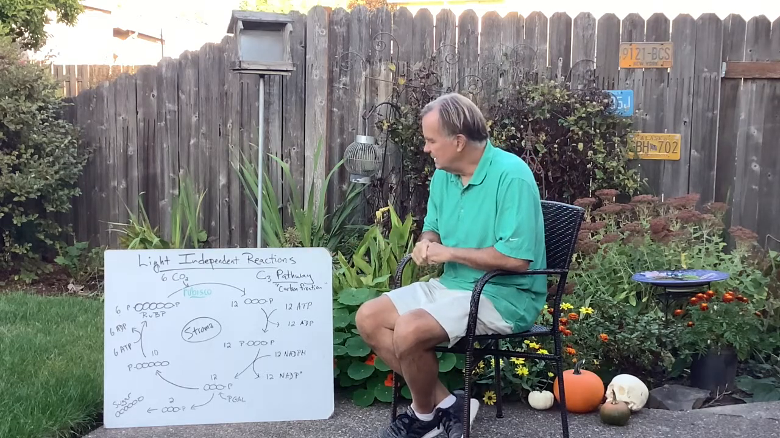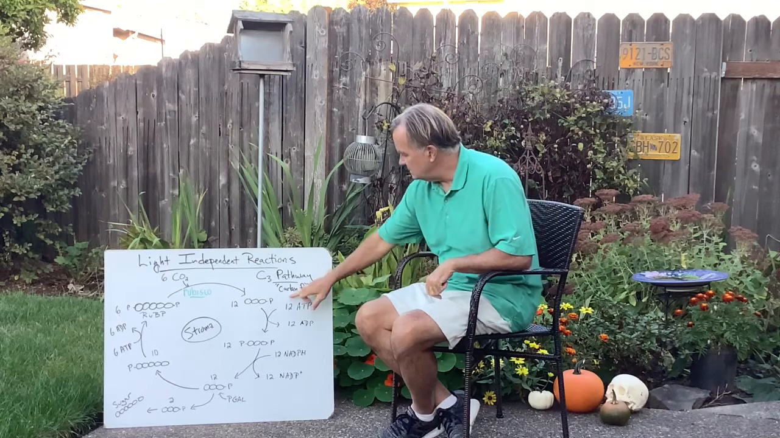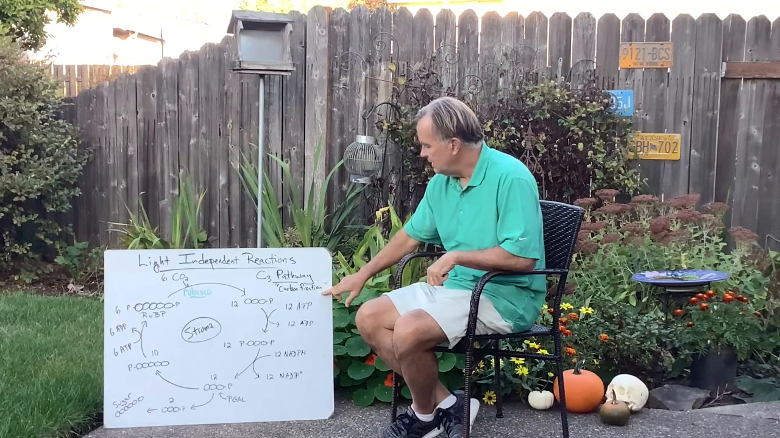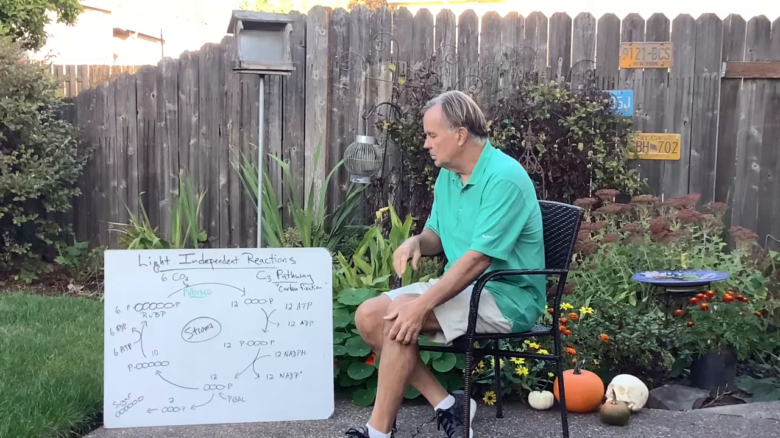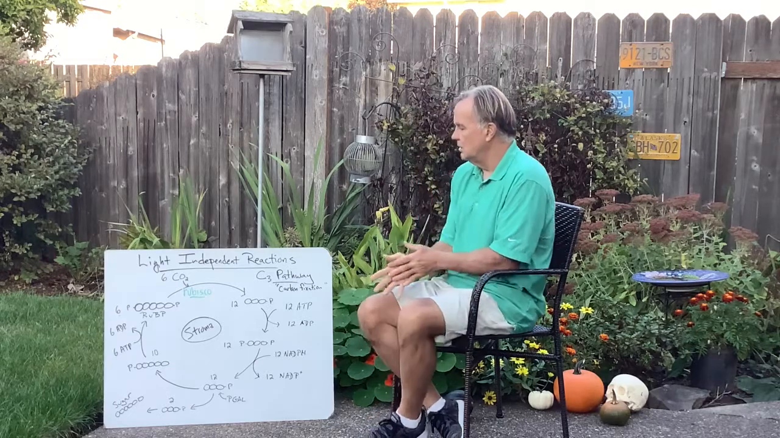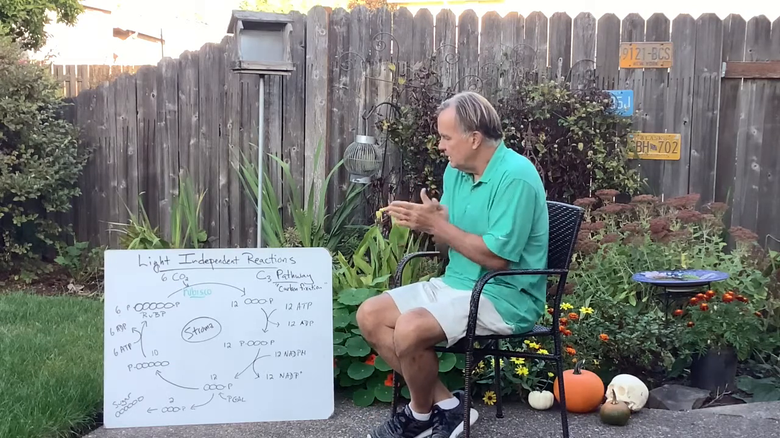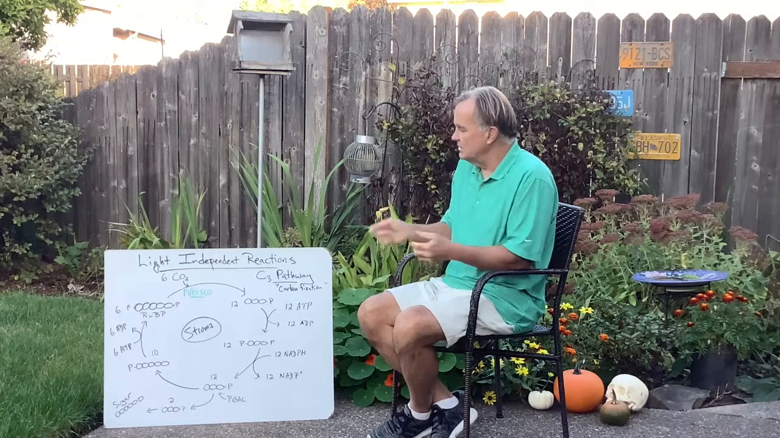This is crucial because this is where carbon is fixed, carbon fixation. This is where we're going to actually make glucose, galactose, and all the sugars and organic molecules. So it's a cycle, the Calvin cycle.